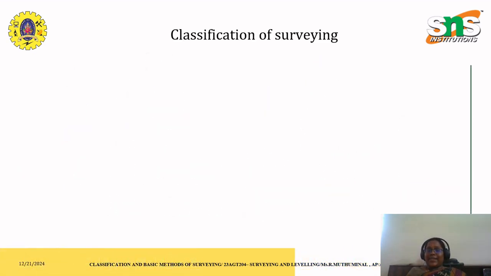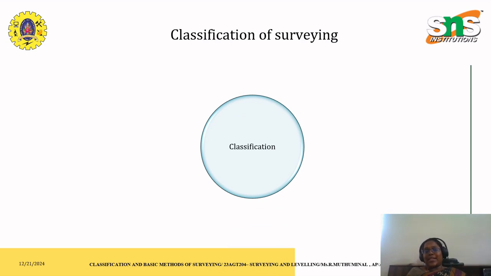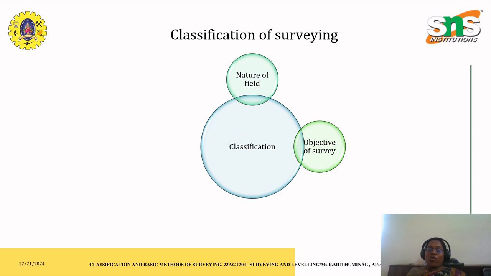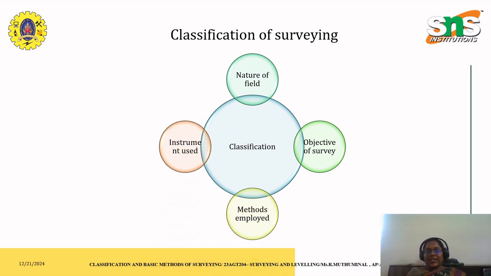In the next class, we'll see the classification of surveying based on four criteria. The first one is nature of field, the second one is objective of survey, the third one is methods employed, and the fourth one is instruments used. Because before that, what we have seen are the basic methods involved in surveying. According to the nature, objective, methods and instruments used, surveying could be classified into several types.